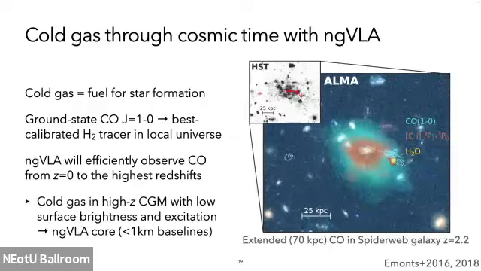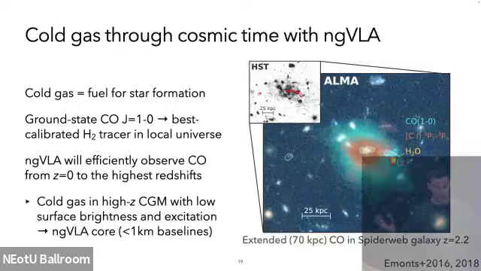And the 1 to 0 is especially important because it is what traces, especially also, the gas which has very low excitation and low surface brightness, which actually has a quite significant fraction of the total mass. And just as an example of this, I have a nice figure from Emmons et al. showing how in the Spiderweb galaxy at redshift 2.2, you can see that the C1 traces mainly the more compact cold gas, but it's really the CO 1 to 0 reservoir that is much more extended.